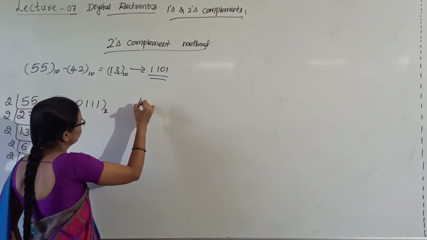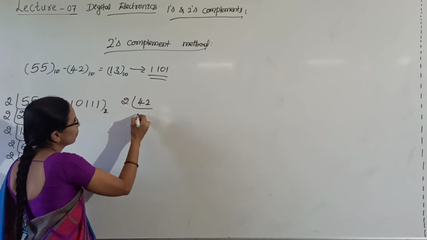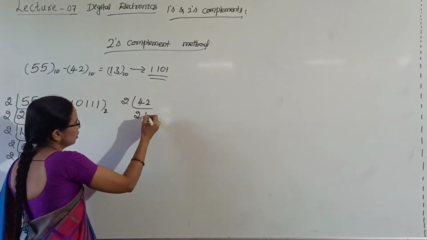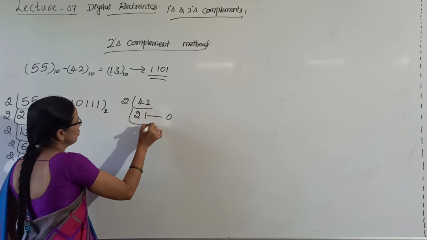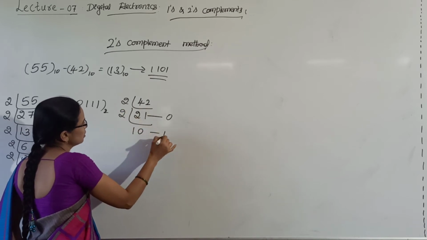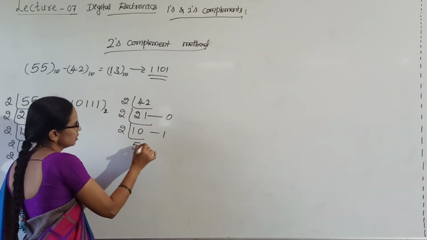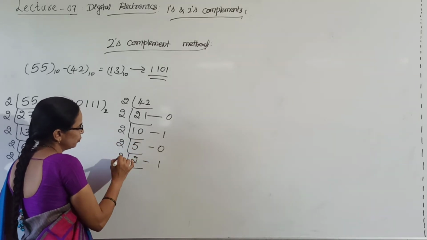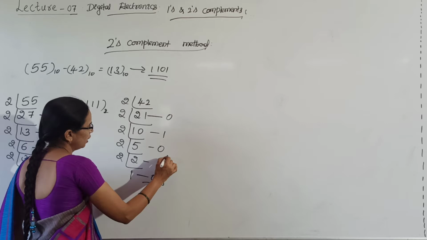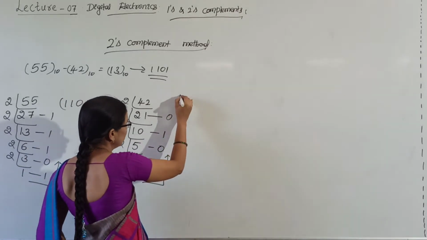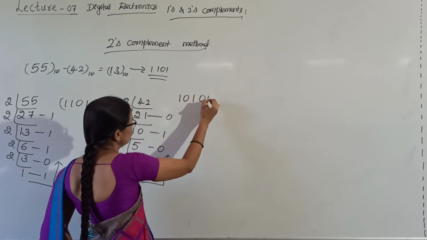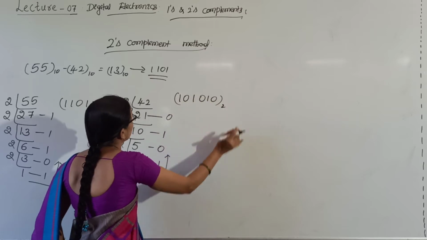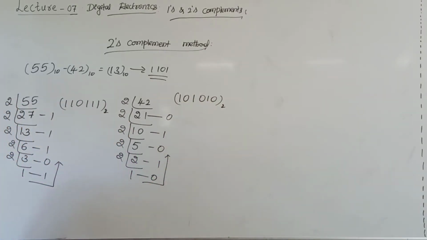Okay, 42 you have to convert into binary. 2 21's are 42, 0 is the remainder. 2 10's are 21, 1 is the remainder. 2 5's are 10, 0 is the remainder. 2 2's are 5, 1 is the remainder. 2 1's are 2, 0 is the remainder, and 42 in binary will be 101010, the binary equivalent of 42.